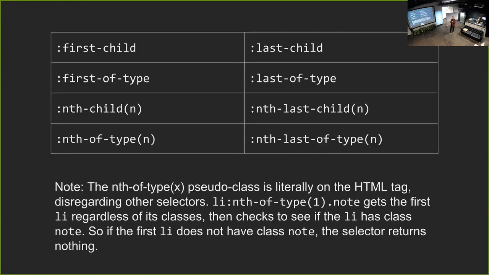The other trick is that it's doing that counting just based on the HTML tag. So this does not get the first list item that's a note, it gets the first list item only. But if you keep that in mind, this can be a powerful technique. And those are the pseudo classes you probably want to know to do that.